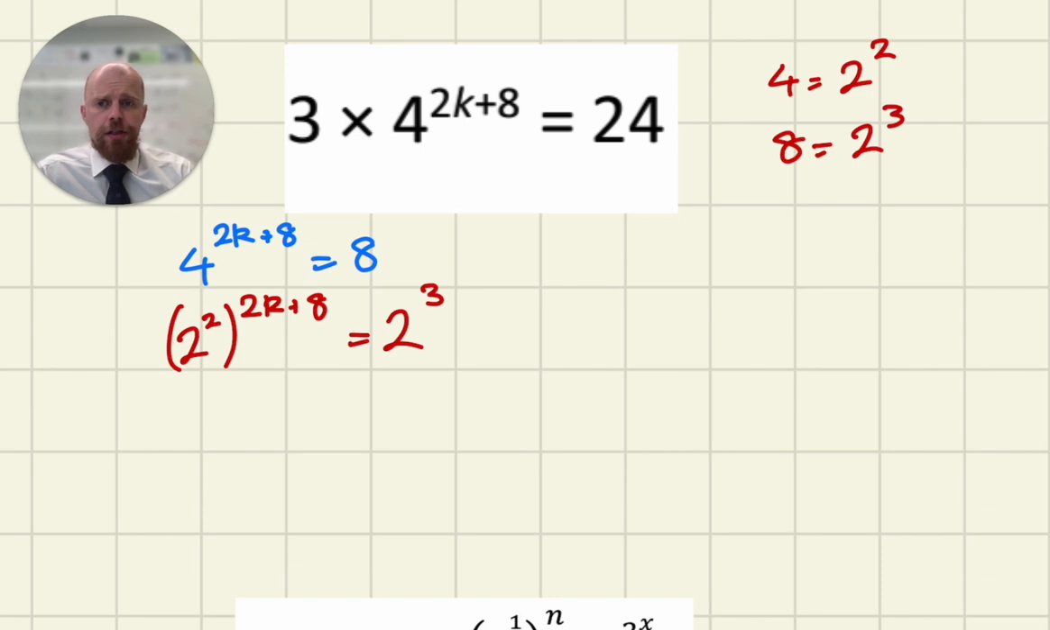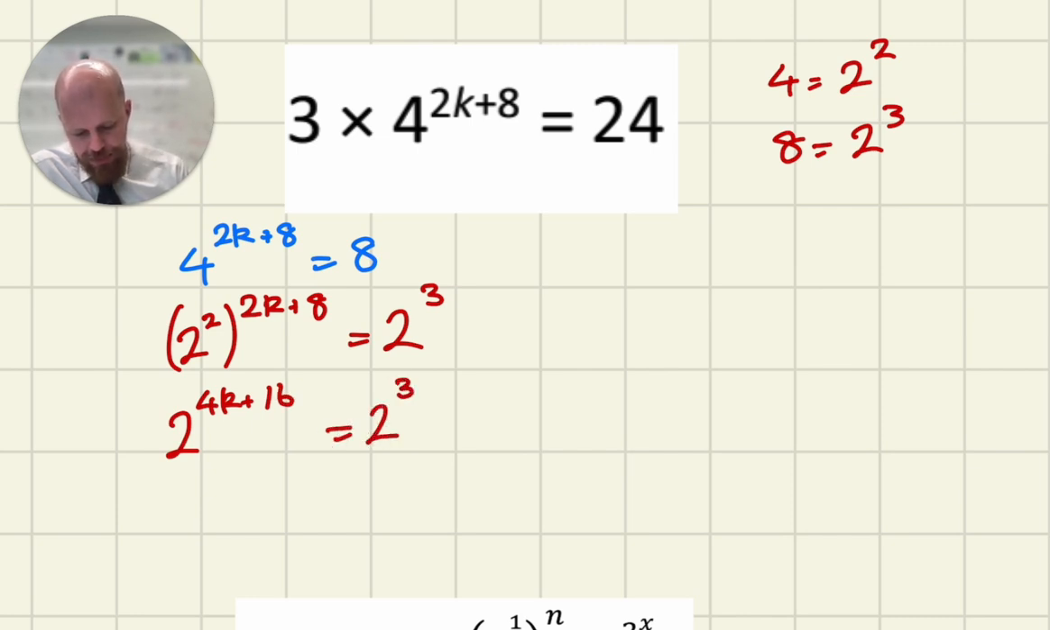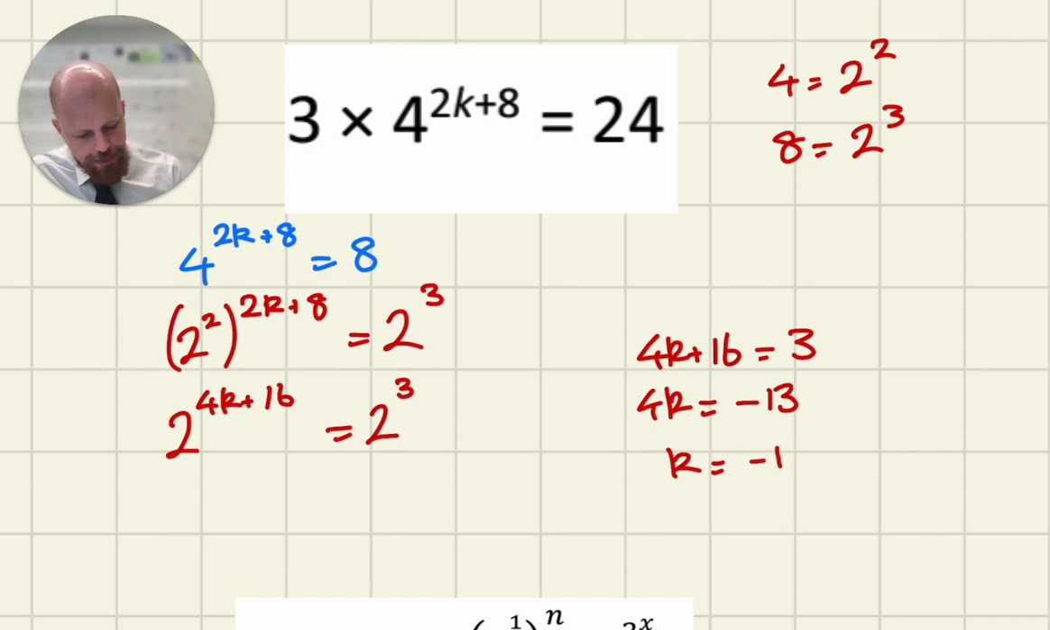Now I've got brackets. I can multiply out the brackets, the powers. So I have 2 to the power, and I'm going to multiply the power 2 with the 2k plus 8. So that gives me 4k plus 16 equals 2 to the power of 3. At this stage now, I can just equate the powers just like I did before. So 4k plus 16 equals 3. 4k equals minus 13. And therefore k is minus 13 divided by 4.